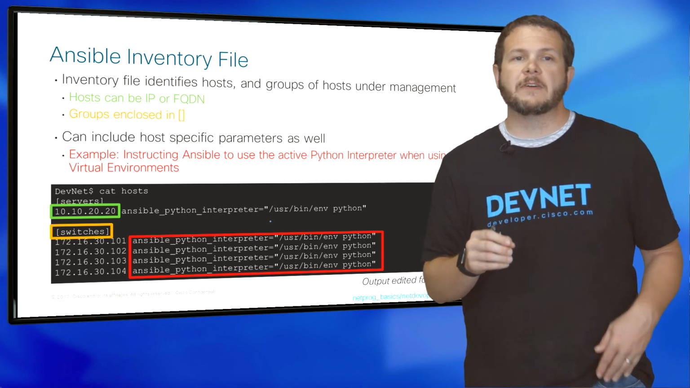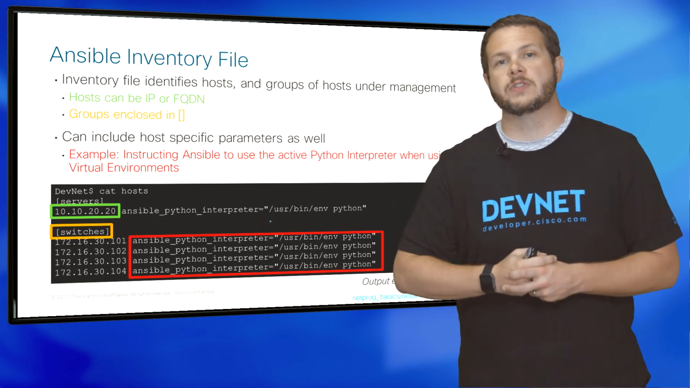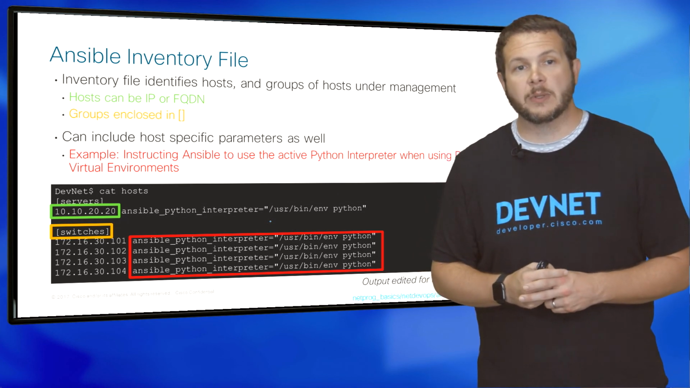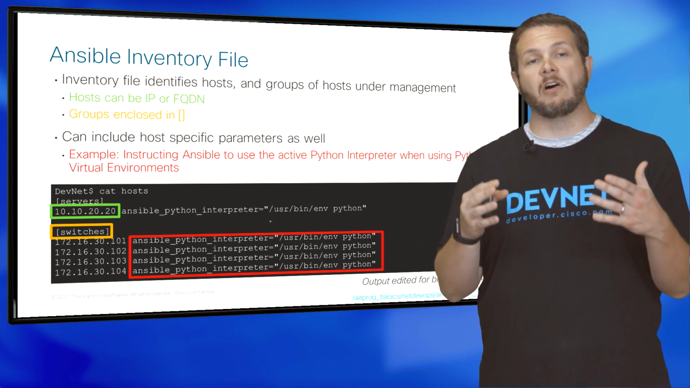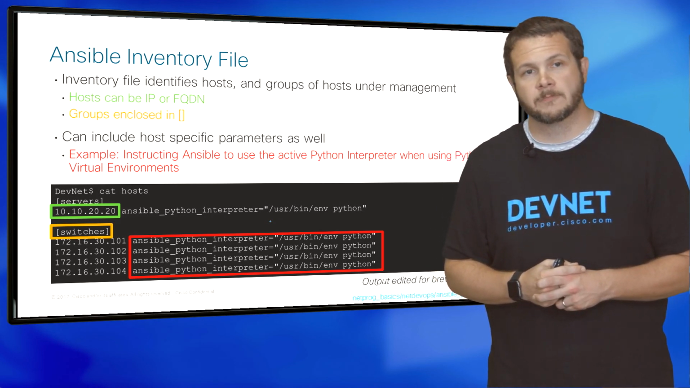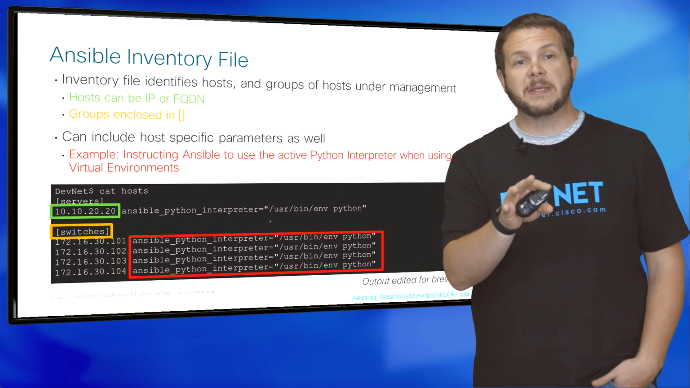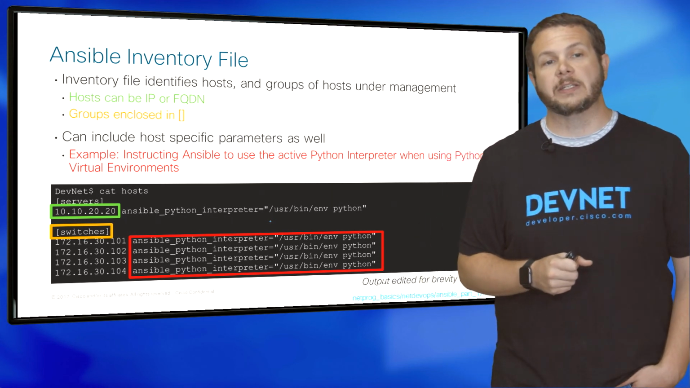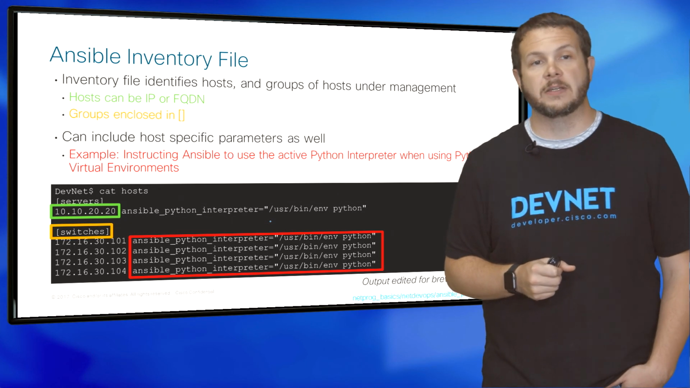Now, the next bit of Ansible we want to talk about is the inventory file. The inventory file defines all of the hosts and groups of hosts that are under Ansible management. You can store your inventory file anywhere, but typically we'll find a file called hosts in the local directory, or the current directory that you're working in. Hosts can be identified by IP address or fully qualified domain name. And here in the example boxed off in green, we can see that we've identified our host by IP address.